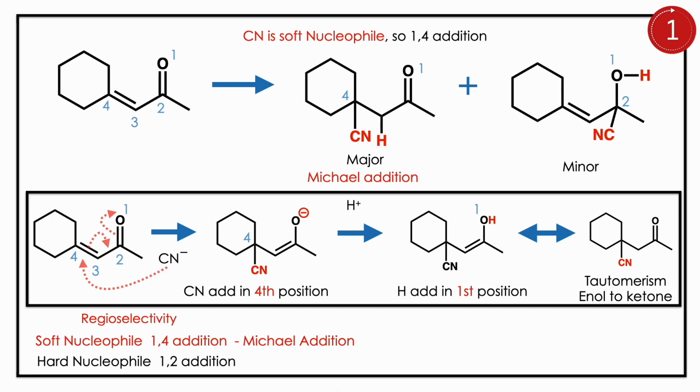So hydrogen is added at the first position, and cyanide is added at the fourth position. So the addition is 1,4 addition. The concept you have to learn here is that cyanide is a soft nucleophile, and it will undergo 1,4 addition.